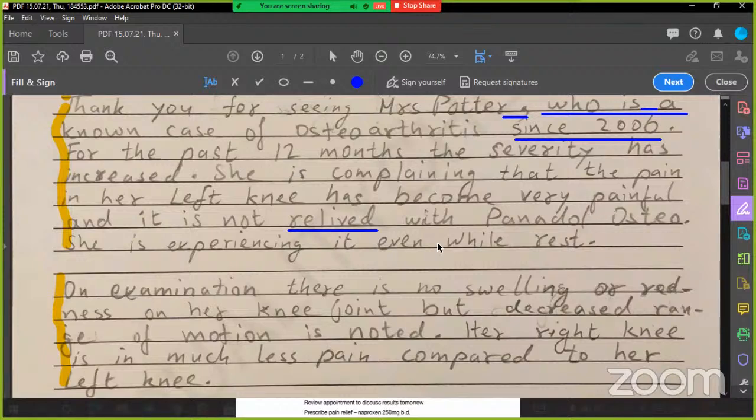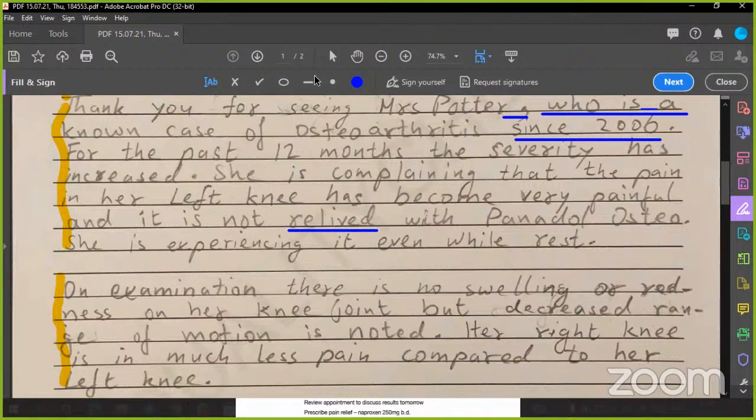Osteo. She is experiencing it even while at rest. So change it, transform it. It's very simple and very ordinary.